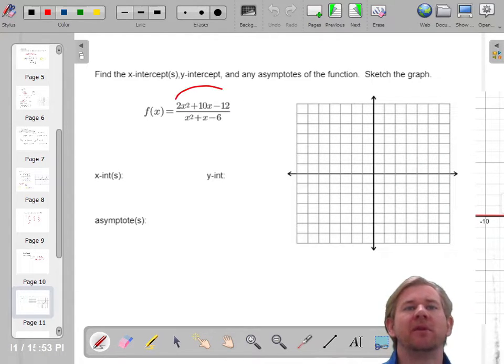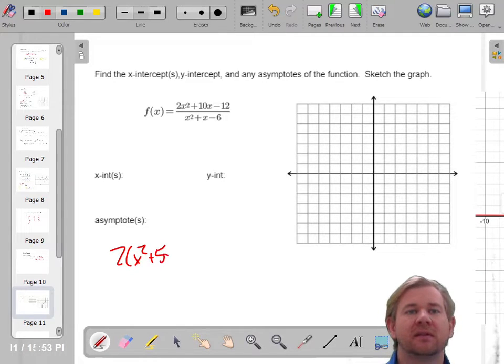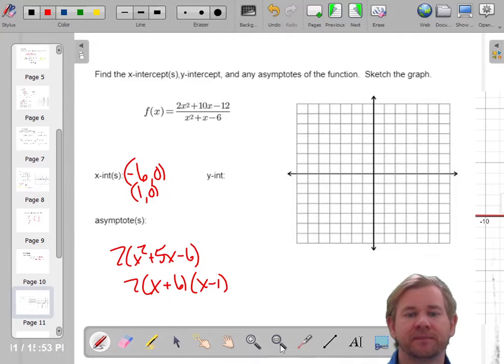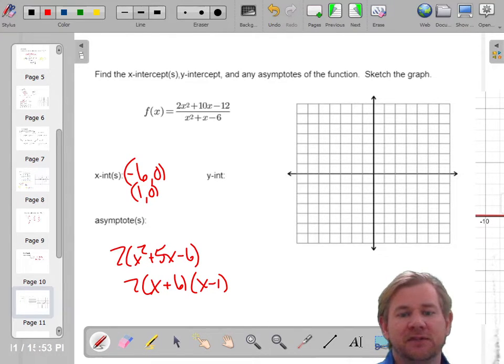Analyze this thing. So remember, to find x-intercepts, you need to factor the top. X squared plus 5x minus 6, which would be x plus 6, x minus 1. So I should have x-intercepts at -6 and positive 1. And that's because I just factored the top.